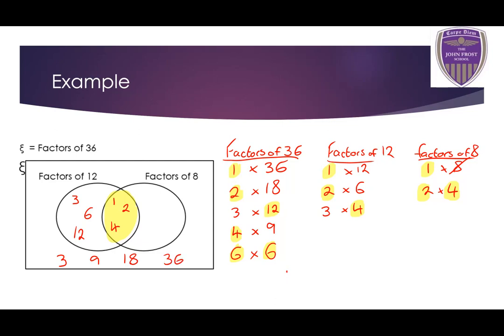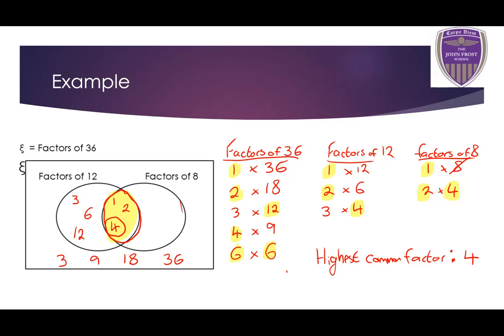Now, another question you could be asked is, what is the highest common factor? Okay, and all that means is what is the highest number in this overlap here? Okay, and in this case, the highest common factor is 4. It is the highest common factor of all of these numbers.